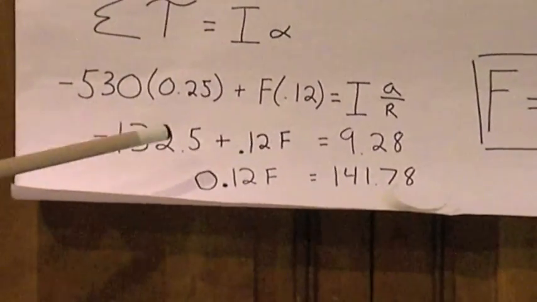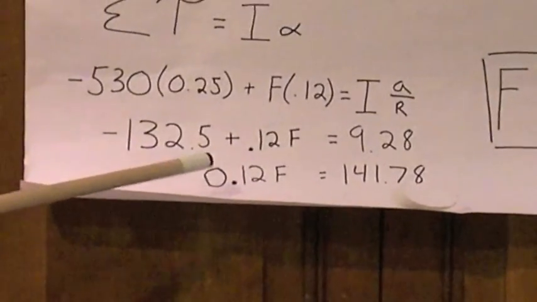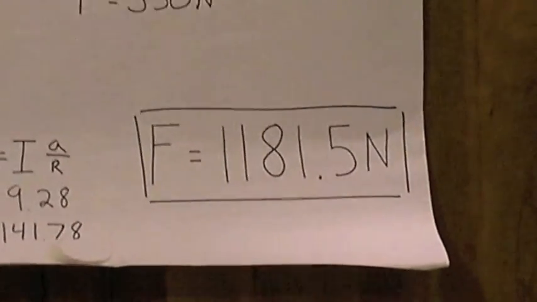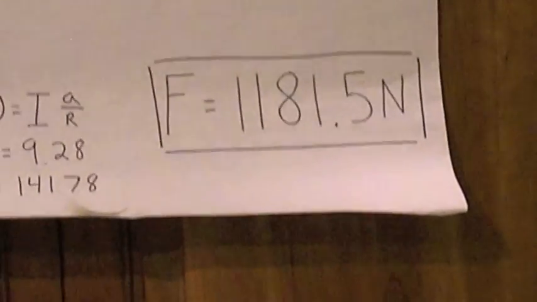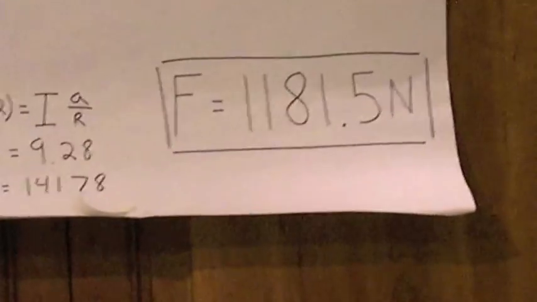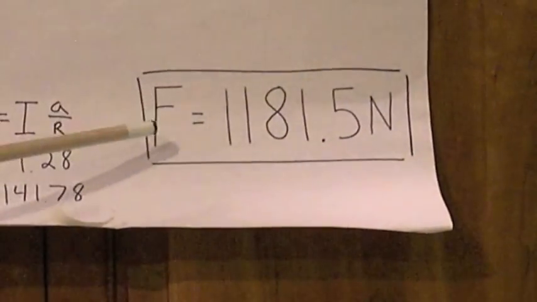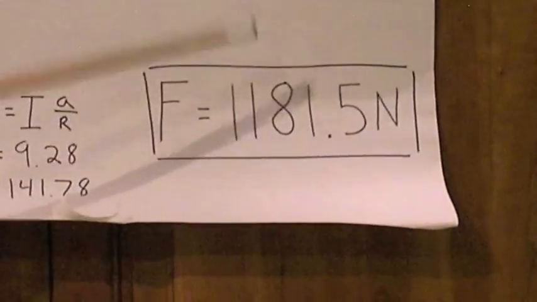And further, 0.12 F is equal to 141.78. So when you solve for F, which is the force applied to the crank handle needed to raise it with an acceleration of 0.8 meters per second squared, you get the force is equal to 1,181.5 newtons.